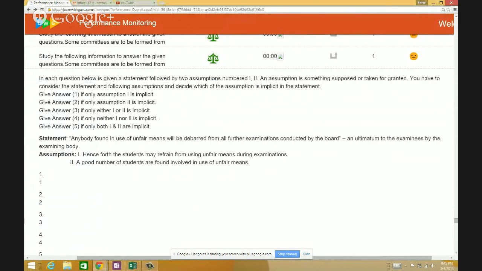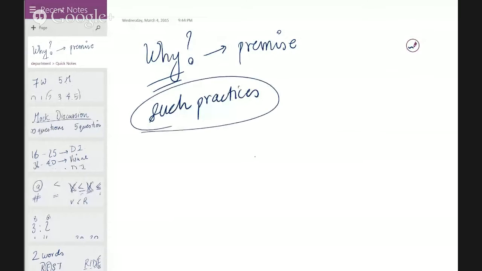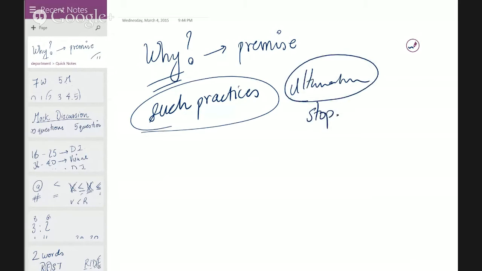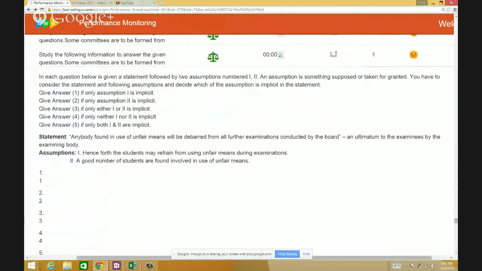So 2 is an assumption for sure. Hence, the students may refrain from using the unfair practices. That is why they're asking you to do so. Okay. The intent behind the ultimatum is they wanted to stop. They want that to stop, and that's why they're giving you an ultimatum. So precisely the answer is both follow. Okay. I'll look at the next one.